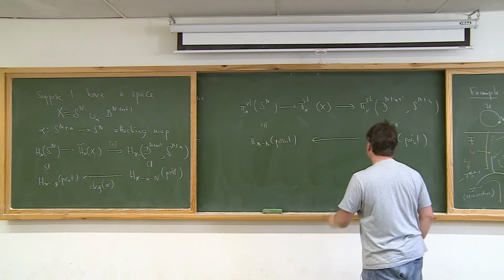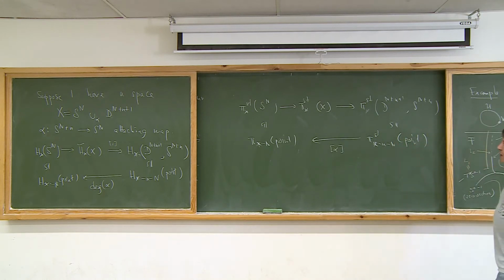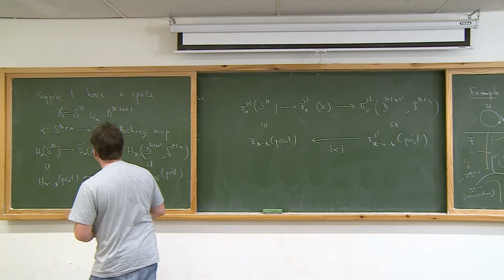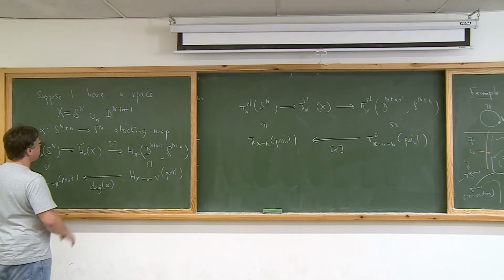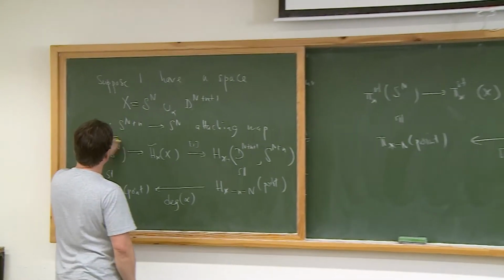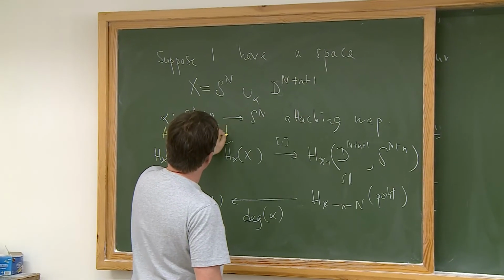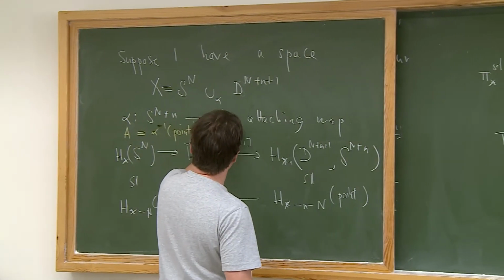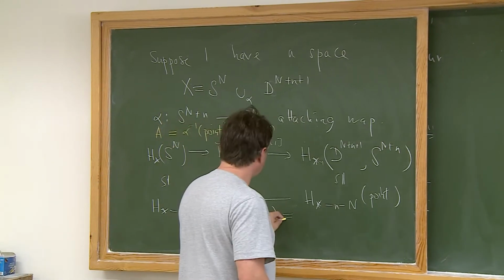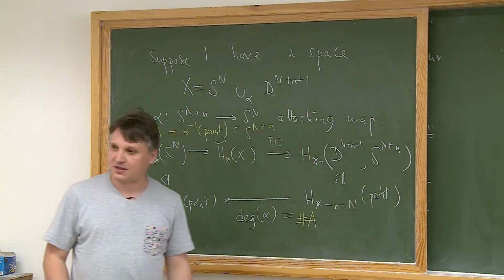Now I need the attaching class of the attaching map, in terms of a stable homotopy theory class. Let me say it like this. Suppose this is a differentiable map, and A is the preimage of a point, which is a submanifold of dimension n. Then this degree is just the number of points in A. Of course, if A has dimension greater than 0, then this is nothing.